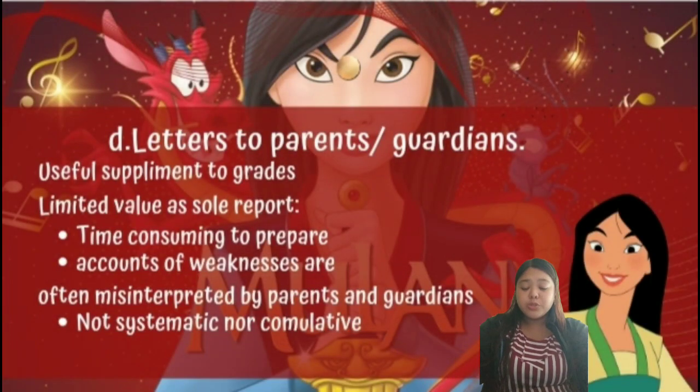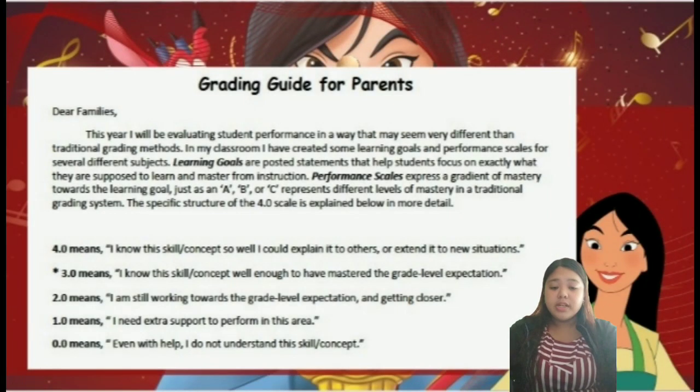So letter D, letters to parents and guardians. Letters to parents and guardians are a useful supplement to grades a period. However, they have a limited value as a whole because they are very time-consuming to prepare. The accounts of weaknesses are often misinterpreted by parents and guardians, and they are characterized as neither systematic nor cumulative. So here are some examples. I have here a letter, right?